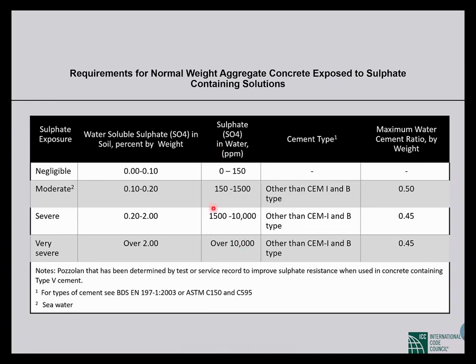In these situations, the cement type that is recommended is mentioned here. When there is sulfate exposure, like moderate, severe, very severe, then ordinary Portland cement is not recommended; other than that, Type II and Type V cement are recommended.